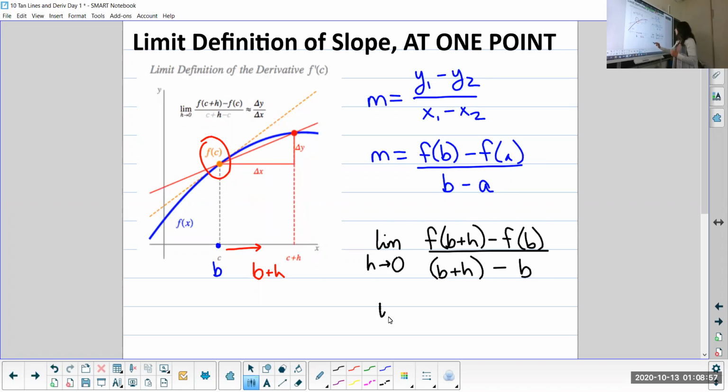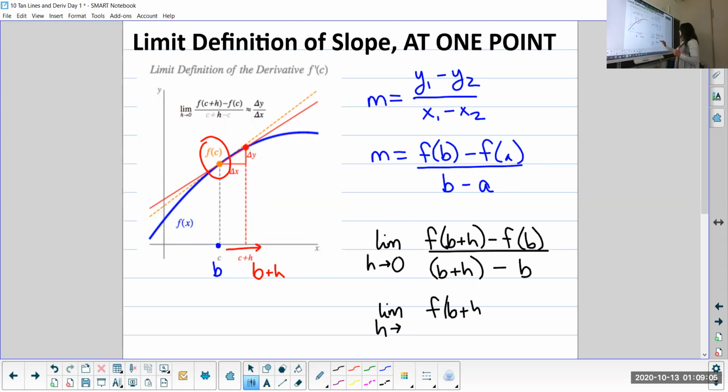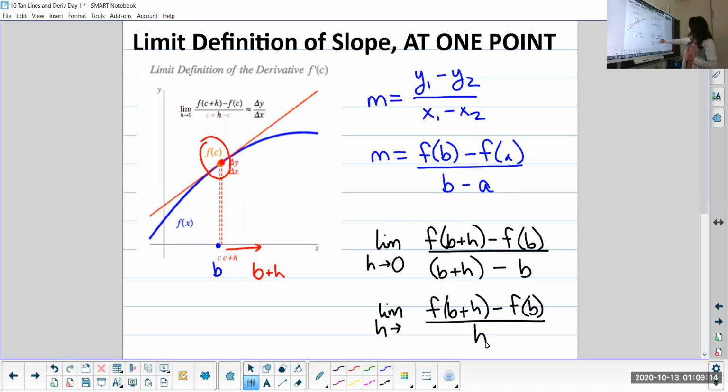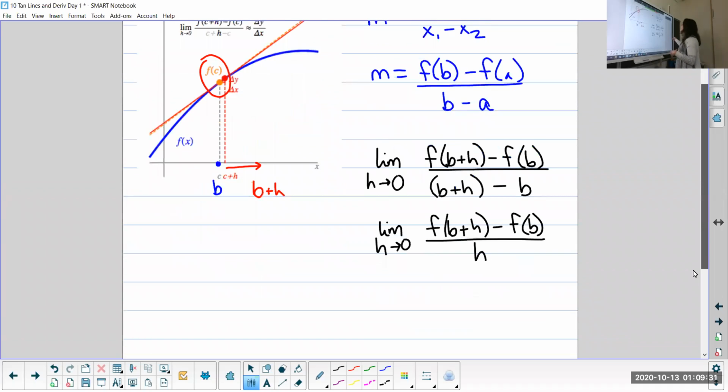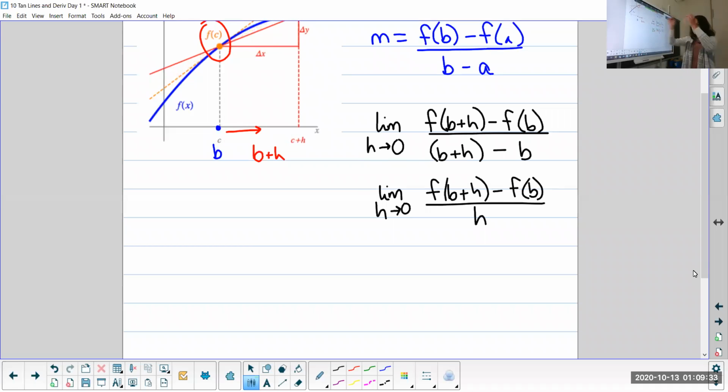So we have, finally, the limit as h approaches 0 of f of b plus h minus f of b all over h, because when you do b plus h minus b, it combines like terms, you reduce down to just h. So this right here is what's called the limit definition of the slope. And there are 2 alternative ways to deal with this. So I'm going to write them out, two alternative ways to deal with this.